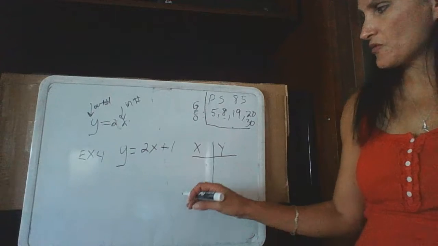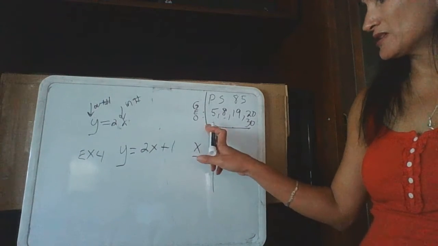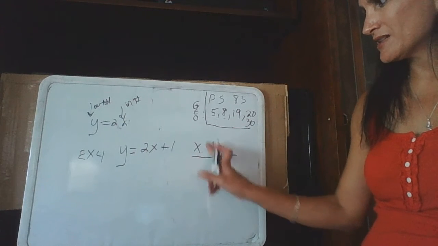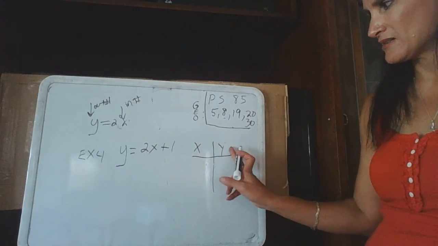So we have the x and y, and we know that the equation is 2x plus 1. So we're going to multiply this by 2 to get this.